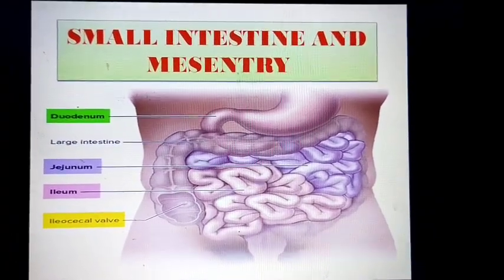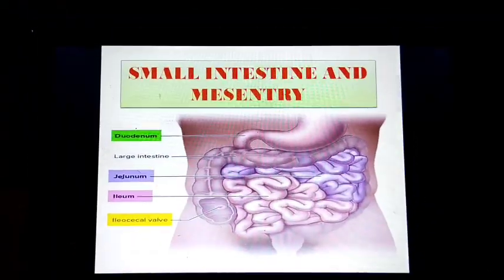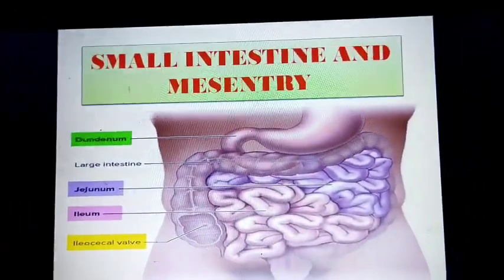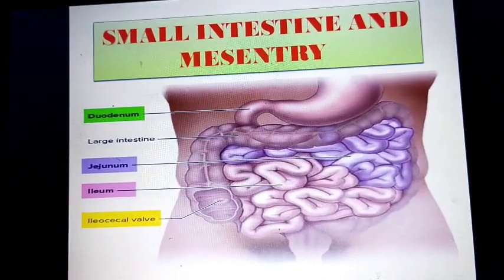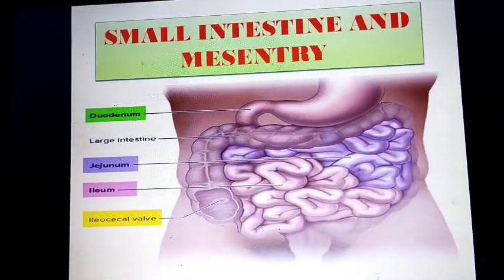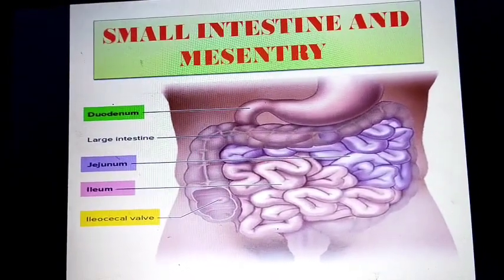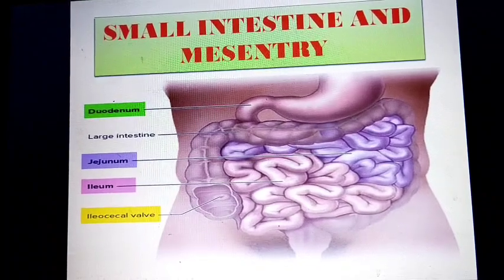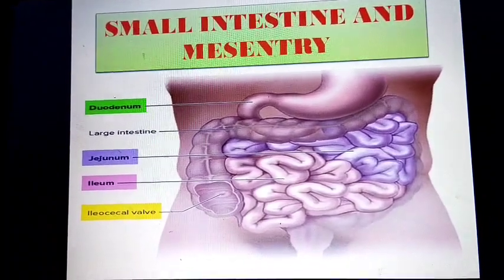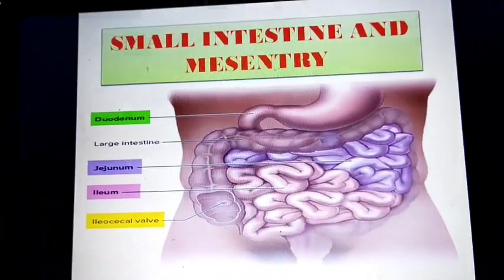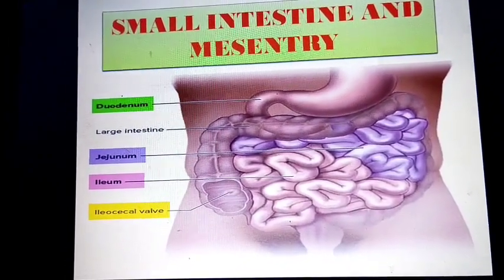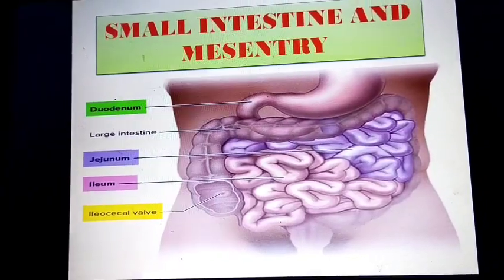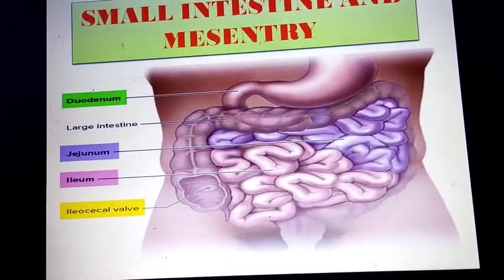Good afternoon. Today we will go for a brief anatomy of the small intestine. In the last class we discussed the anatomy of the duodenum. The small intestine is divided into mainly three parts: proximally the duodenum, medially the jejunum, and distally the ileum. The duodenum continues as the jejunum, which continues as the ileum.